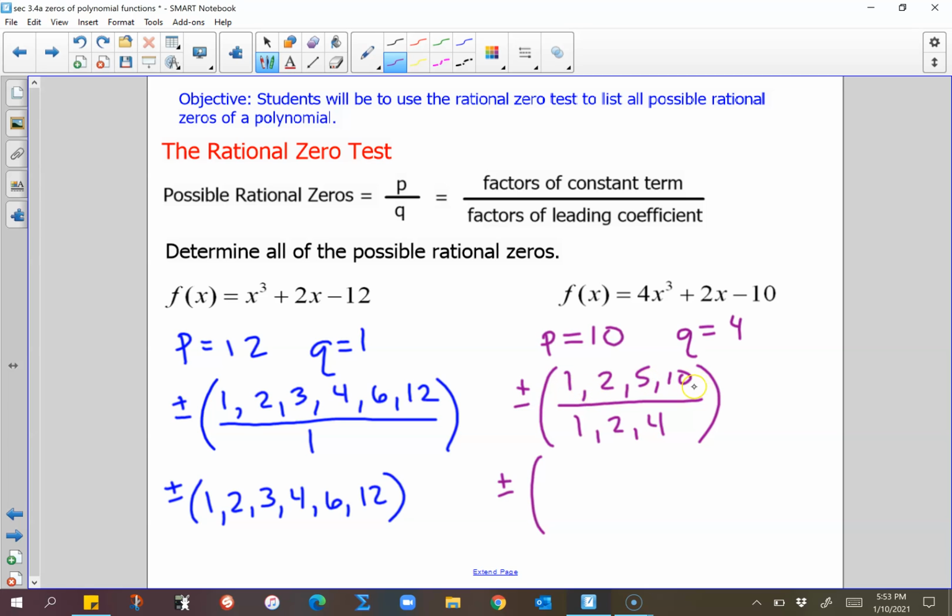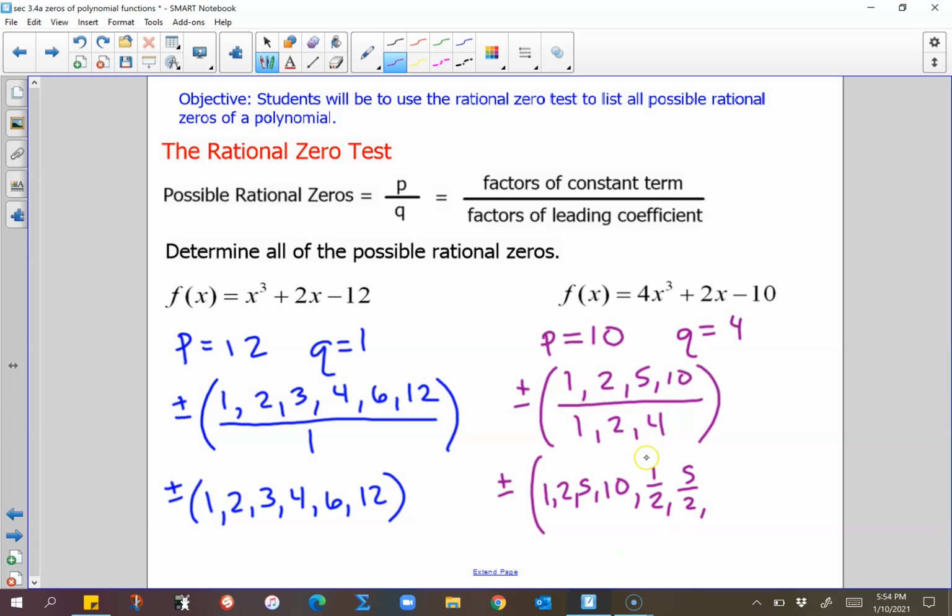So I'm going to take all the top numbers and I'm going to put them over the 1. Then I'm going to take all the top numbers, put them over the 2, and then all the top numbers, put them over the 4. So if they all go over the 1, that's 1, 2, 5, and 10. Now I'm going to take all of them and put them over the 2. So 1 over 2, 2 over 2. However, 2 over 2 reduces to 1, so I don't want to write it. You don't want to repeat any zeros. So 2 over 2, I don't write it because it reduces to 1. 5 over 2, I can write. 10 divided by 2 is 5, and I already have that, so I'm not going to write that one either.